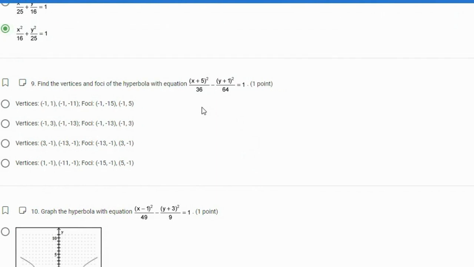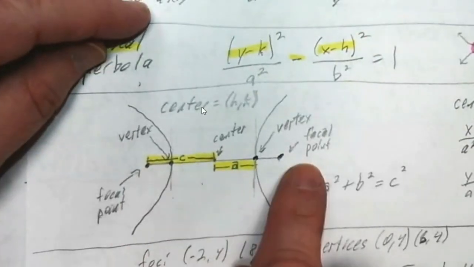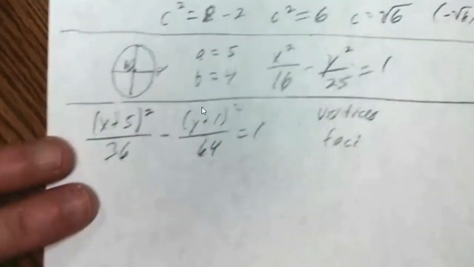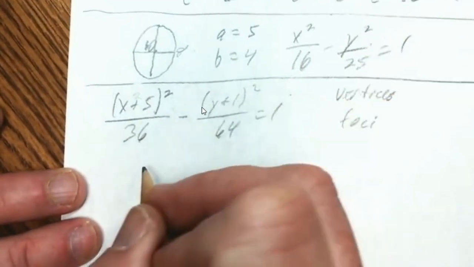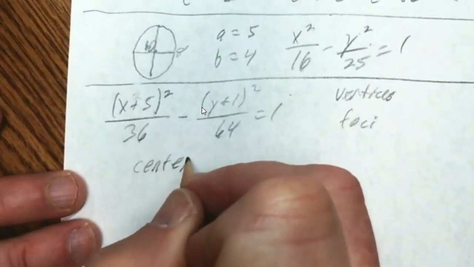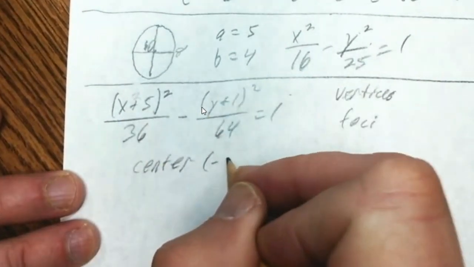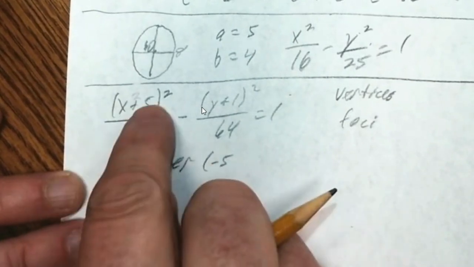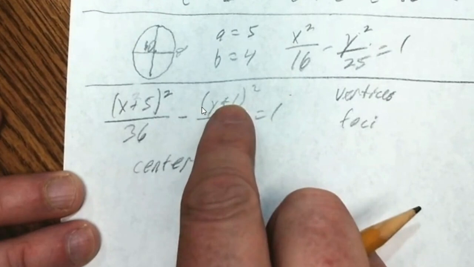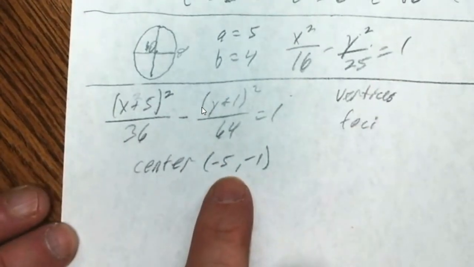Okay, so the first thing you need to know, if we're going to figure out the distance from the center to the vertex and the center to the focal point, is we need to know the center. And we have x plus 5 and y plus 1. So the center, which would be h, k, if it's x minus h, h must be negative 5, because x minus negative 5 would be x plus 5. Y minus k, k must be negative 1. So we're starting off of this center point.